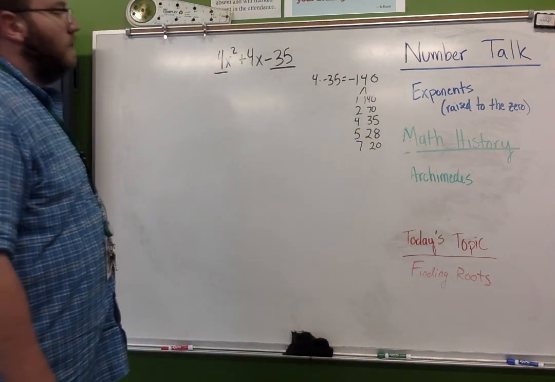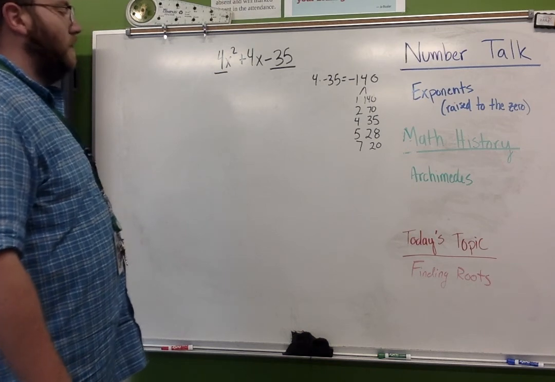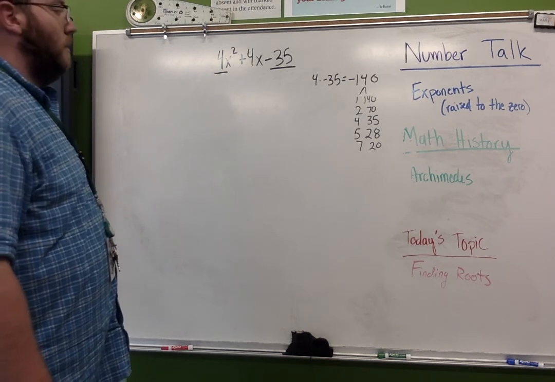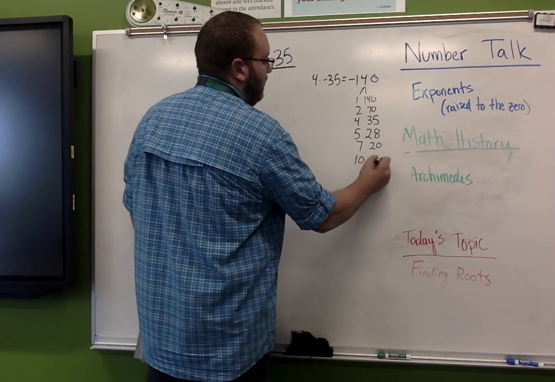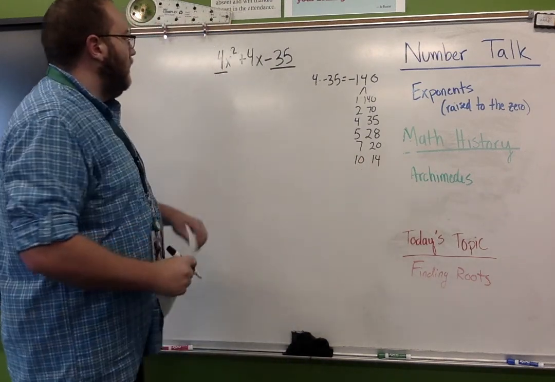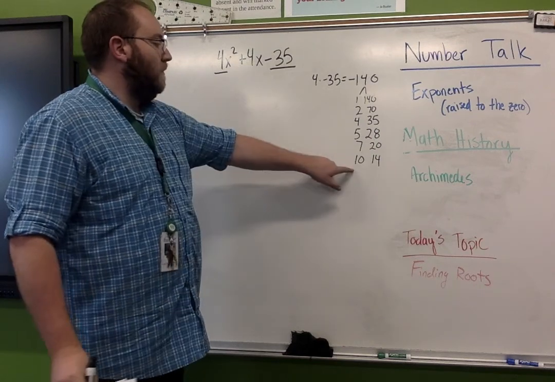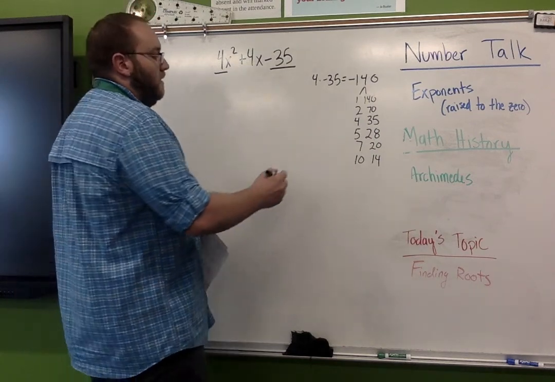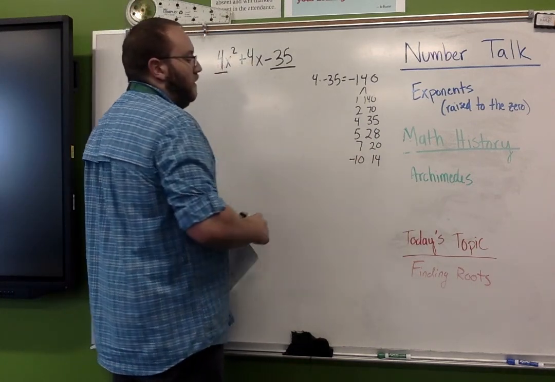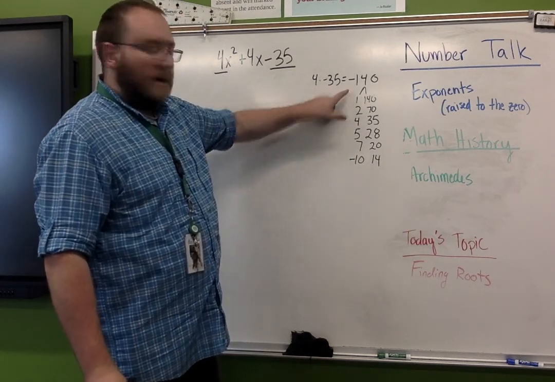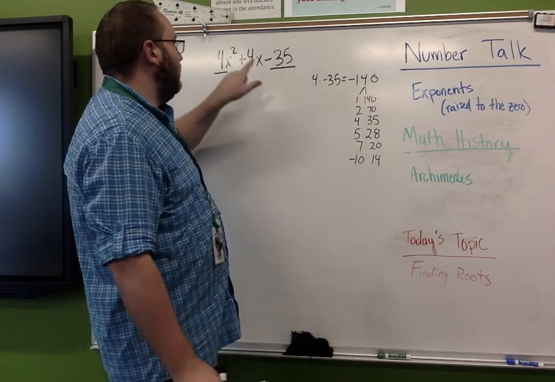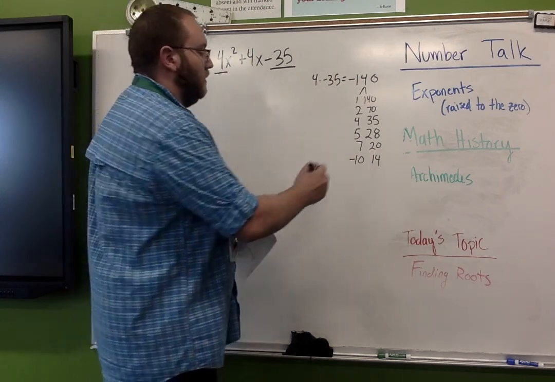Let's see, how about 8? No, 8 doesn't go into 140. 9 doesn't. We have 10 though. 10 and 14. Oh, hey, I can get 4 from 10 and 14. If this is a minus 10, then minus 10 times 14 is negative 140, and minus 10 plus 14 is 4. So these are our two factors.